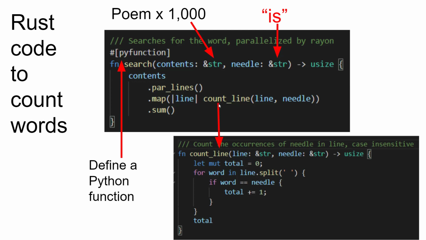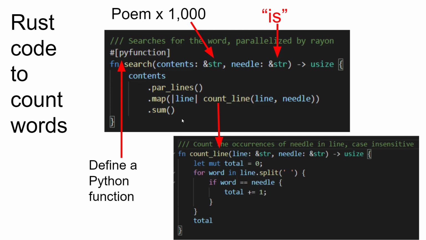So this count_line that's going to be run for each line will take in the line, the string of text, split it, and then count the number of times the word is used. And so this is similar to what the Python code is doing. So we've shown both the Python code and the Rust code here.